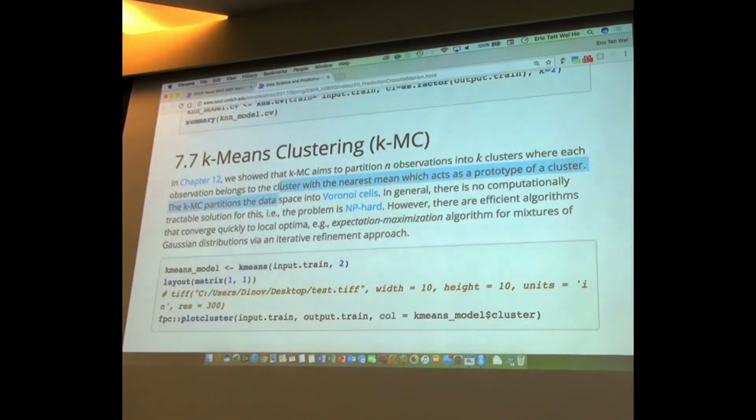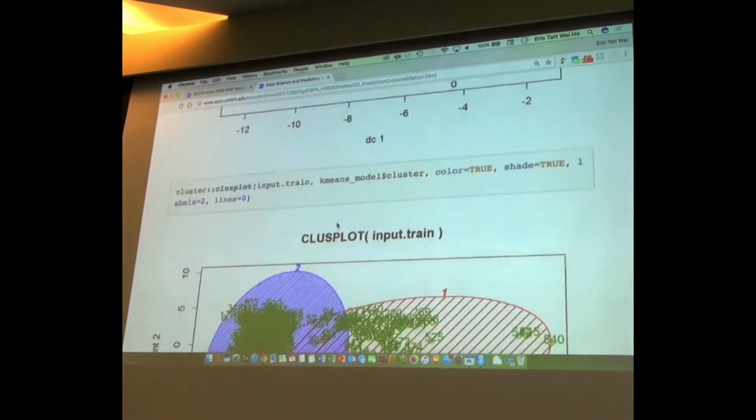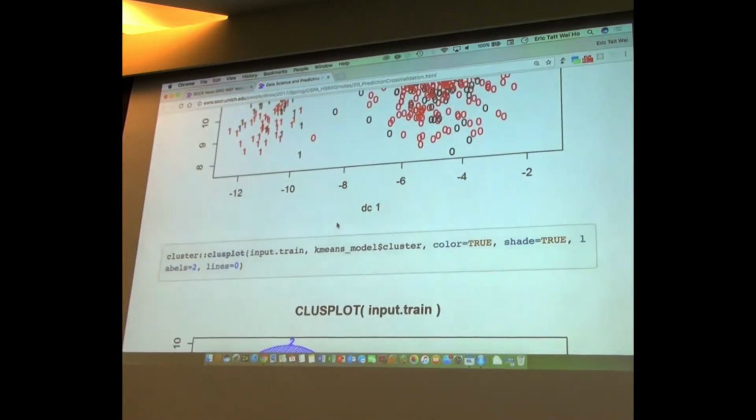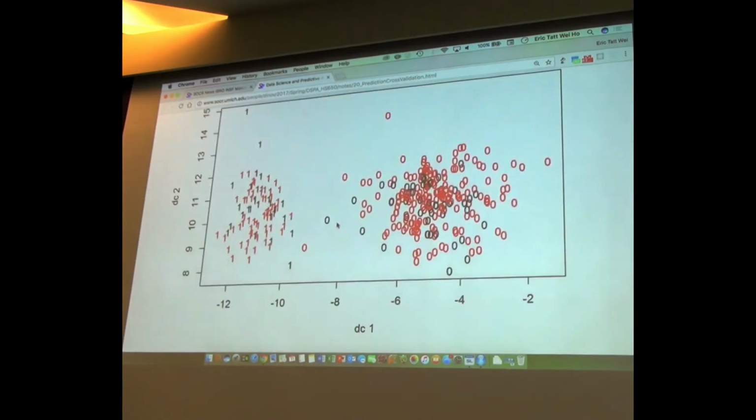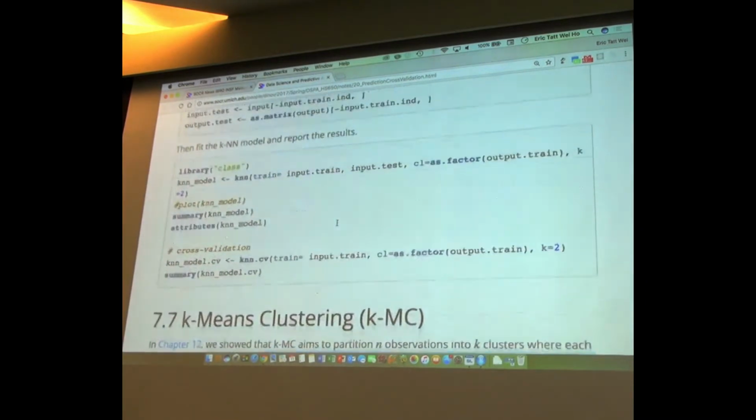K-means clustering is another method for clustering. Question. Yeah. What is the value of K in this segment? The K? Previous. Oh, on the K nearest neighbors.